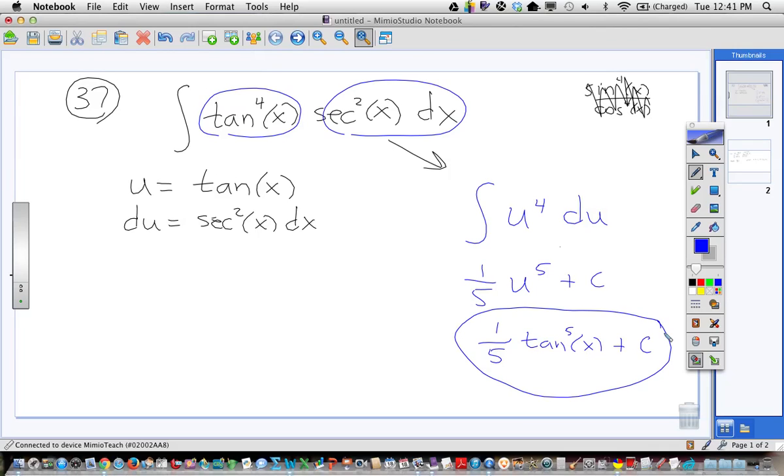Like so. So the guiding principle is something on the inside, which certainly tangent is on the inside, but so is secant on the inside here. But what would guide us to let u be tangent is that we could do the derivative, get secant squared, and it's sitting right there. What's that? 58.